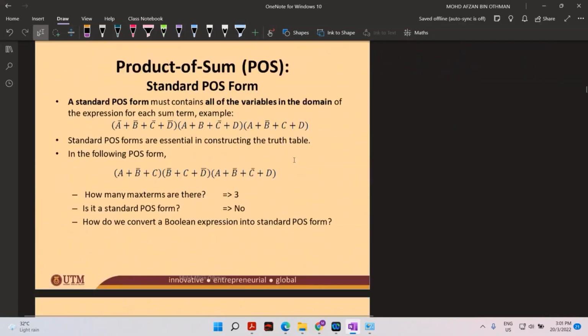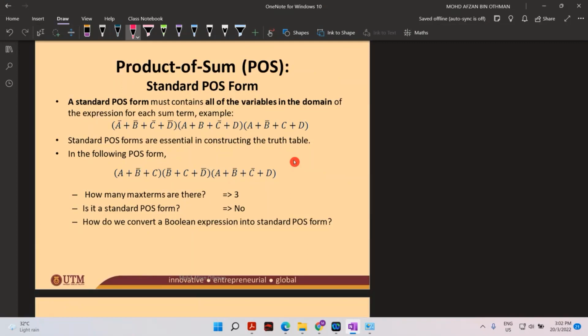Now we are going to look at the standard POS form. A standard POS form must contain all of the variables in the domains. If you have 4 inputs, then every sum term needs to have all four domains. For example, you have 4 domains here. The first sum term is A bar plus B bar plus C bar plus D bar, so this one is complete. What about this one, A plus B plus C bar plus D? This is complete too. And A plus B bar plus C plus D, this sum term is also complete. So we have the standard POS form.